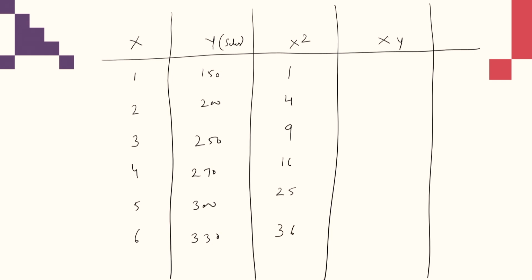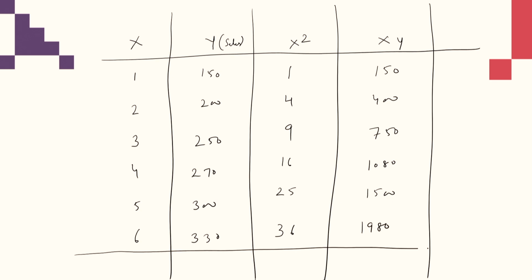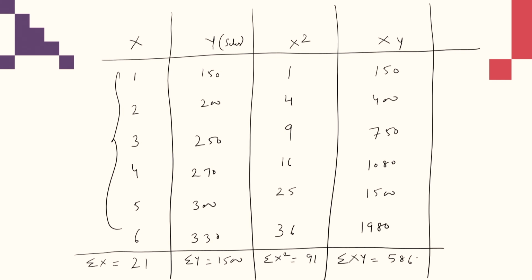Now we compute xy, that is x into y: 1 into 150, 2 into 200, 3 into 250, 4 into 270, that is 1080, 5 into 300, that is 1500, and 330 multiplied by 6 comes to 1980. After this, we find the sum of each figure. The summation of x reaches 21. The total of y is equal to 1500, summation of x square is equal to 91, and summation of xy is equal to 5860, and we know that n is equal to 6.